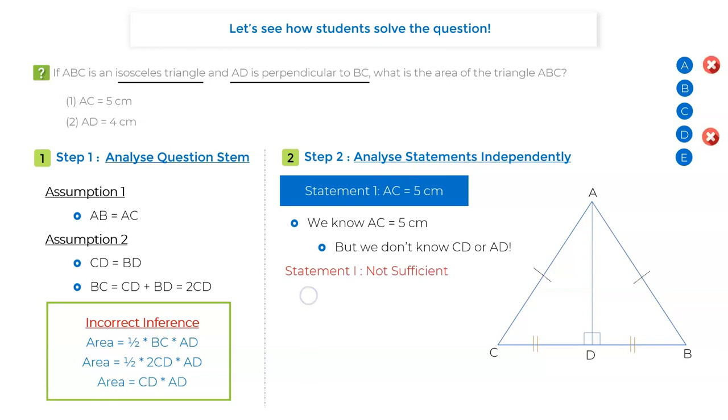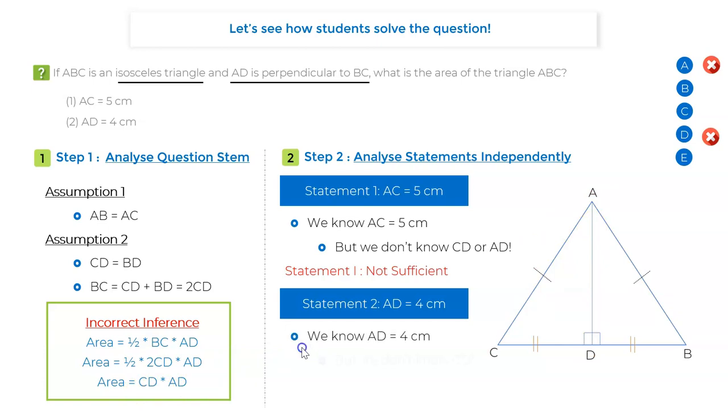Similarly, you'll move on to the second statement. In the second statement, you'll say that it's given that AD is 4, so the height is given as 4. If the height is given, you know AD, but you still don't know CD, right? So even if you know AD, you don't know CD, you won't be able to find out the area. So even this statement is not sufficient, and you'll cancel out option B also. So these three cannot be your answer. So you're left with C or E.